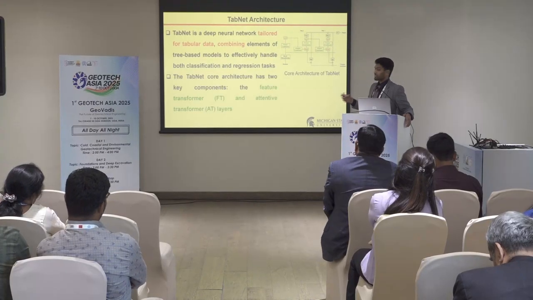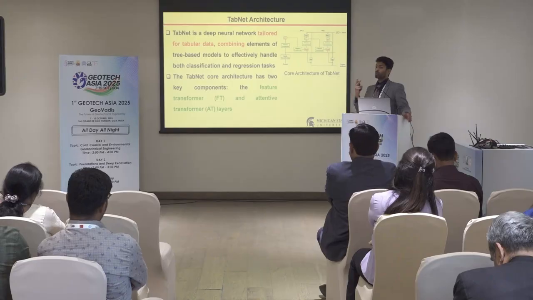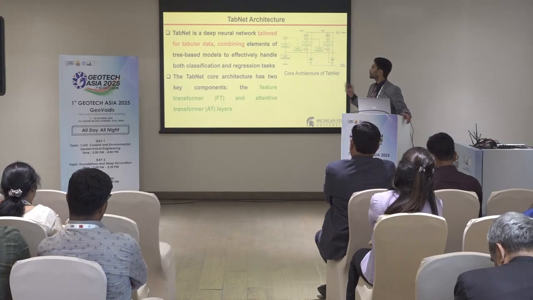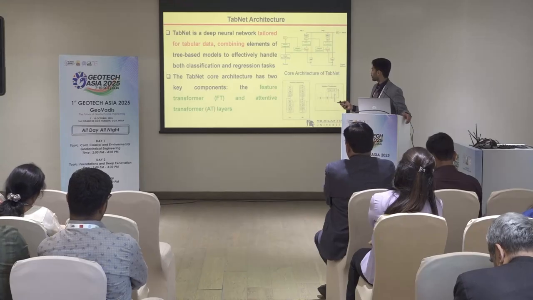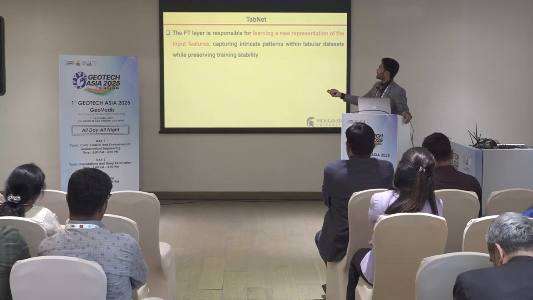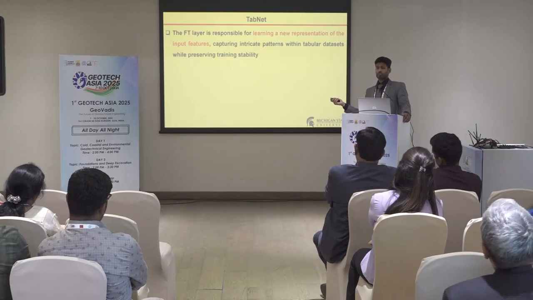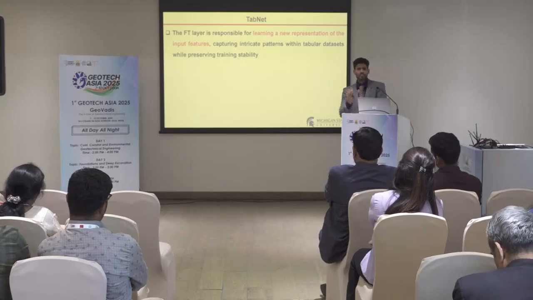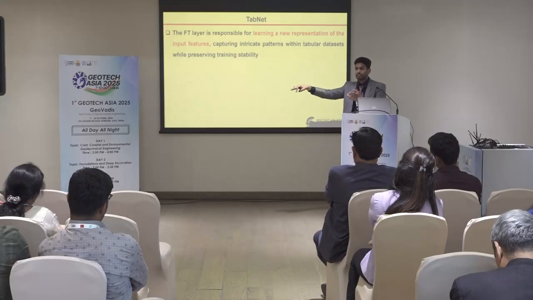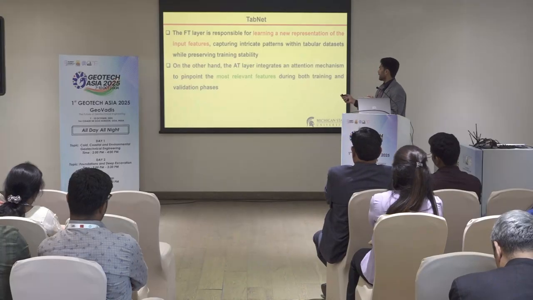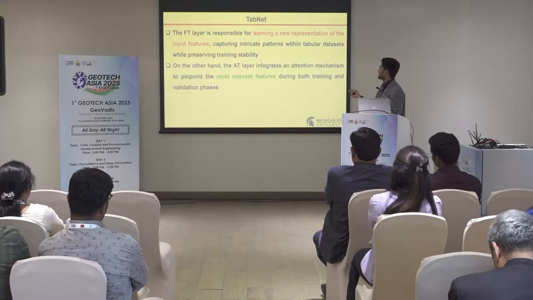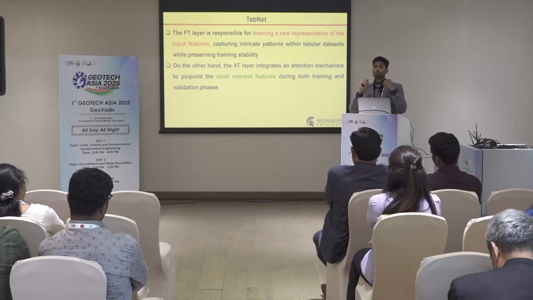Because of the time, I would like to highlight two layers, which are the feature transformer and the attentive transformer. Those are the most important ones that are helpful in this process. As you can see, the feature transform layer helps in learning the representation of the input features. When we input features, it learns the representation of them and then passes this information on to the attentive layer, which integrates an attention mechanism to pinpoint the most relevant features.